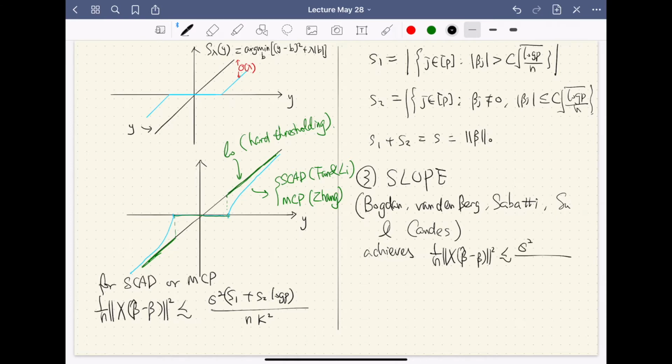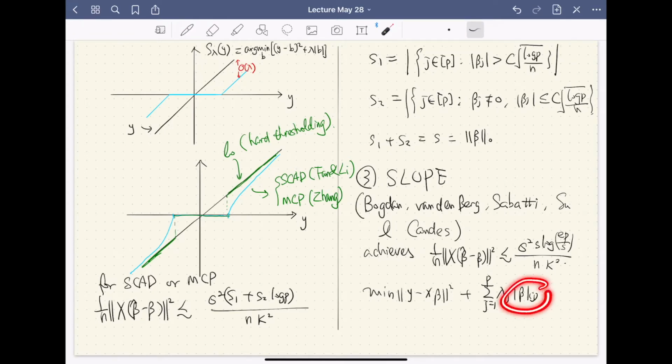Which is sigma squared s log(p/s) over n kappa squared. So you actually achieve this improvement by using the SLOPE estimator. The exact form of the SLOPE estimator is complicated, but basically it can also be written as a form of the L1 penalty, but actually a weighted form of the L1.